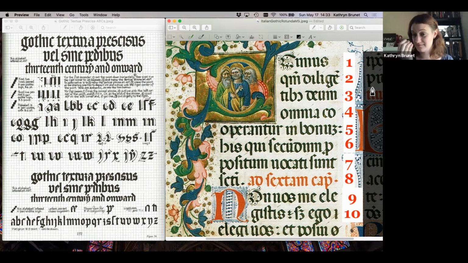Question: does it ever help if you can't figure out a word? Just Google what you think it is. Yes, Google is your friend. This is a good question. Somebody asked, does it help to Google if you don't know what the word is?